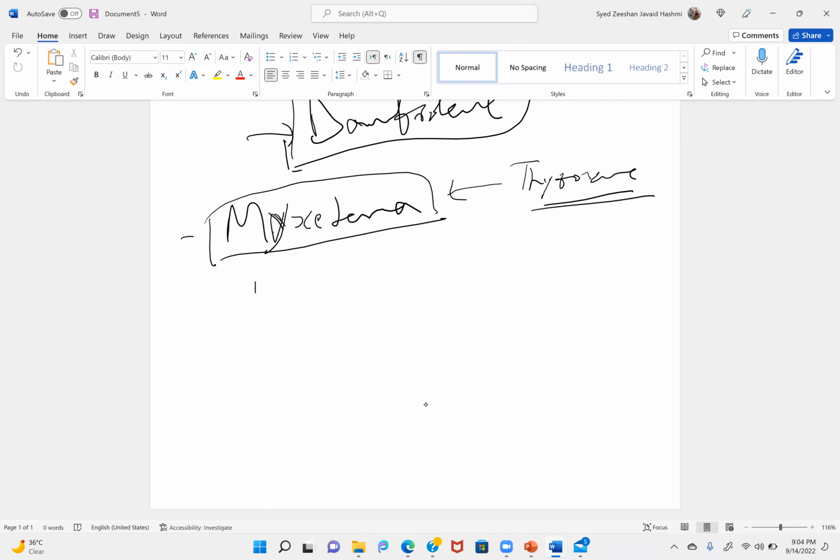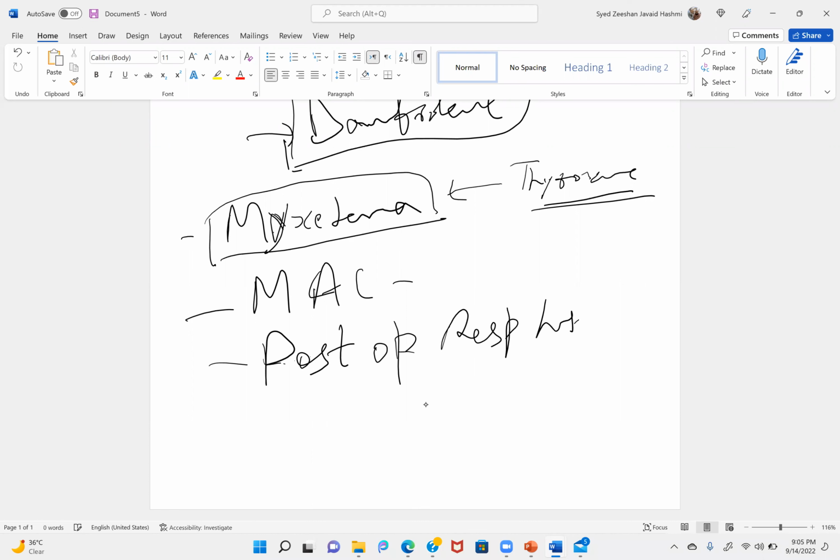What will be the effect on MAC? MAC will be unaffected. Other medications, like if you are using cisatracurium or atracurium, in hyperthyroidism their metabolism may become faster, and you might need to give a higher dose. Okay. Similarly, there is an important question which they ask again and again: how to manage post-op respiratory insufficiency.